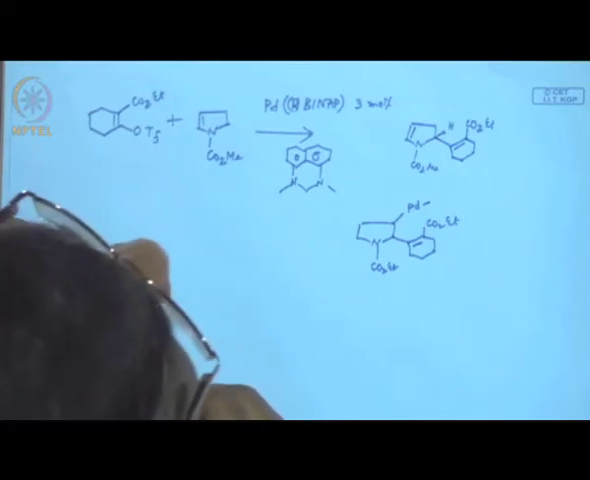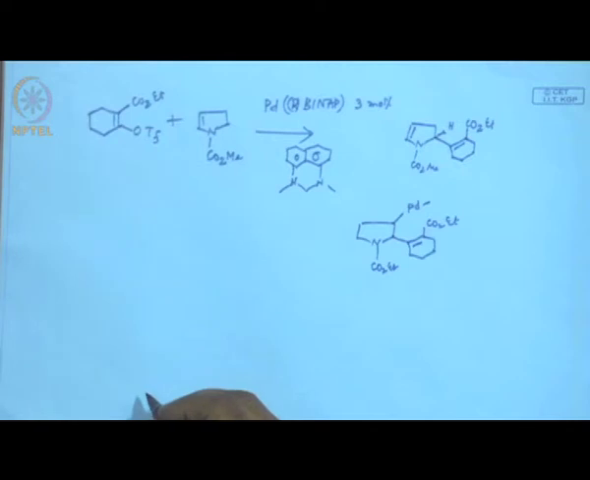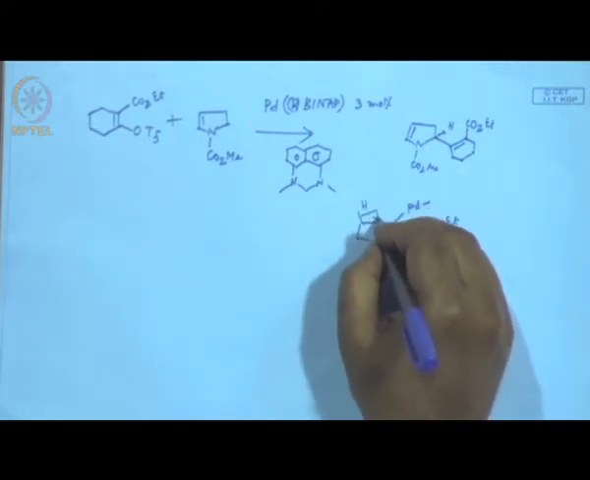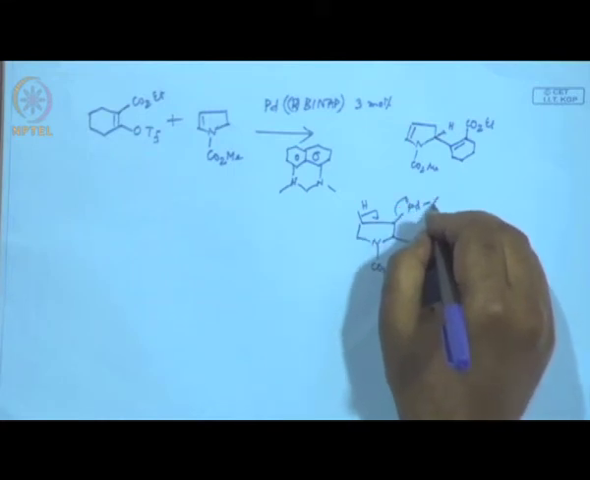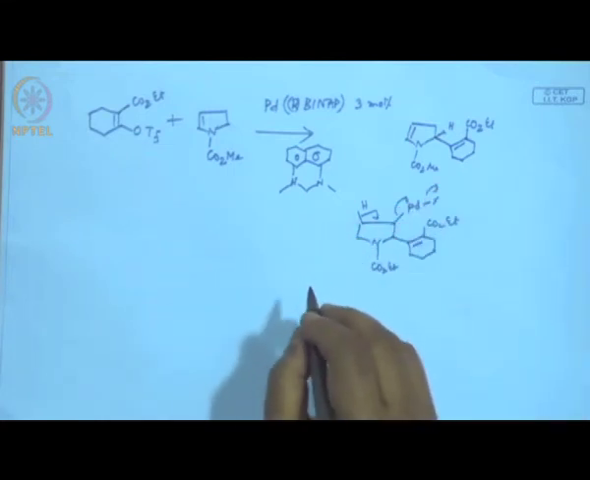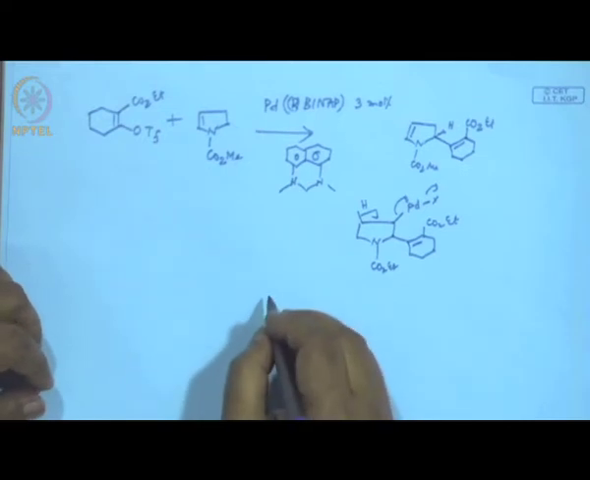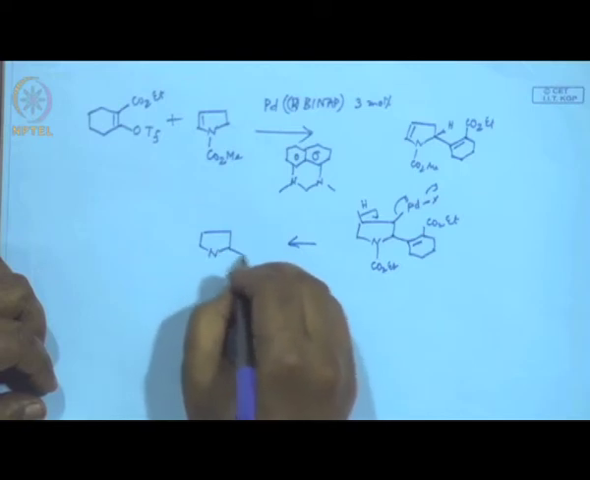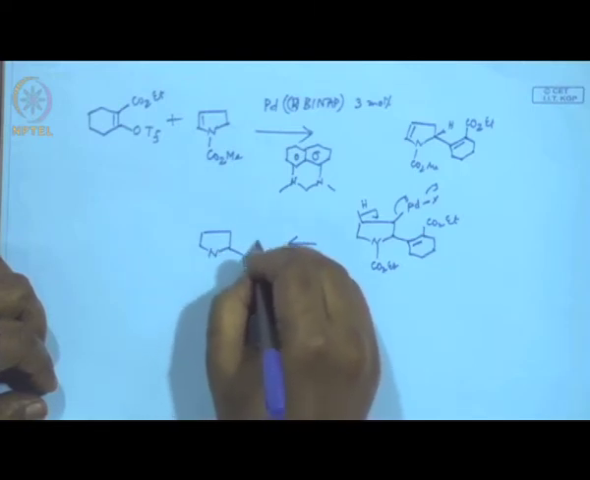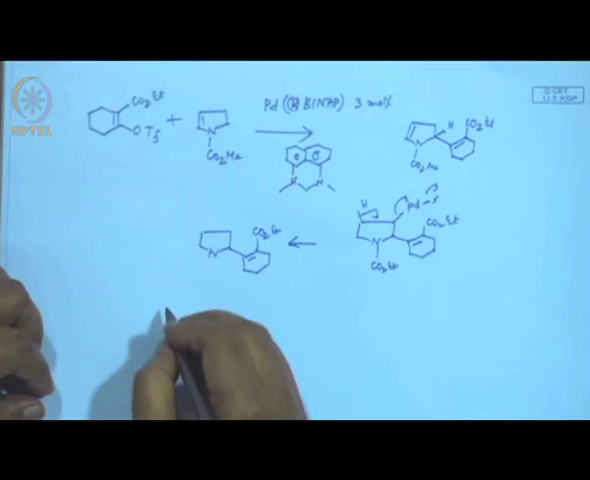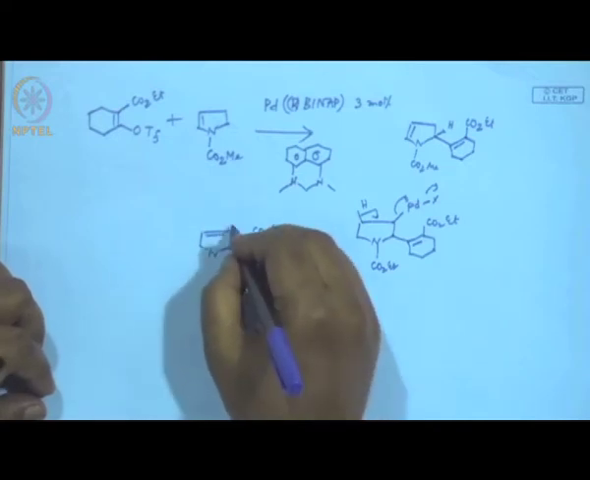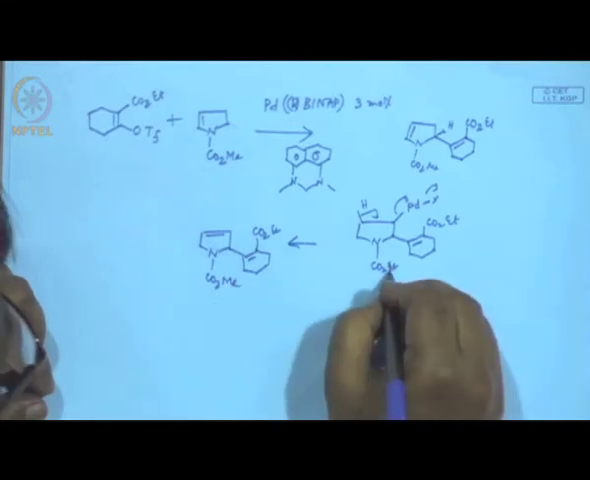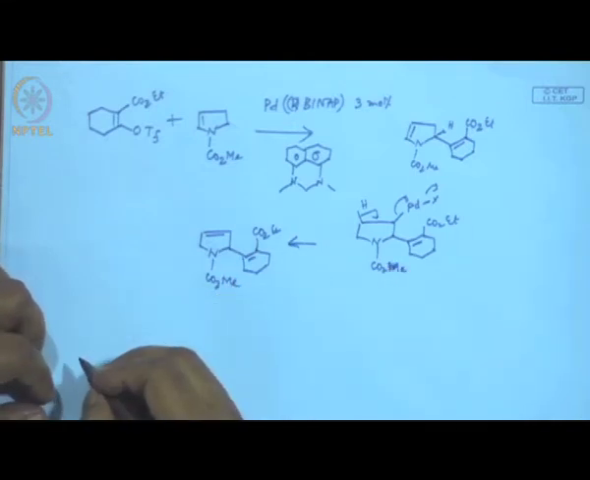And what is that next? Beta elimination, that is the thing you have to remember. So, a beta elimination takes place here. All of us know these are the things you have to recall. So, once you have this beta elimination, you will get these, and this is OMe.